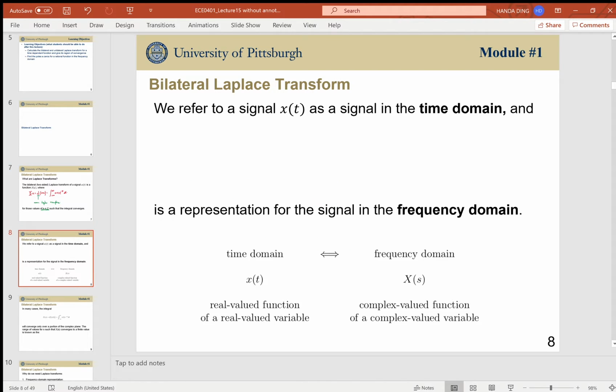So the next one is the time domain, right? The small x(t), you have all seen that from past few lectures. That's just the signal that we describe in the time domain. However, in the Laplace domain, it is the description for the frequency. So we're basically shifting our perspective from the time domain to the frequency domain.